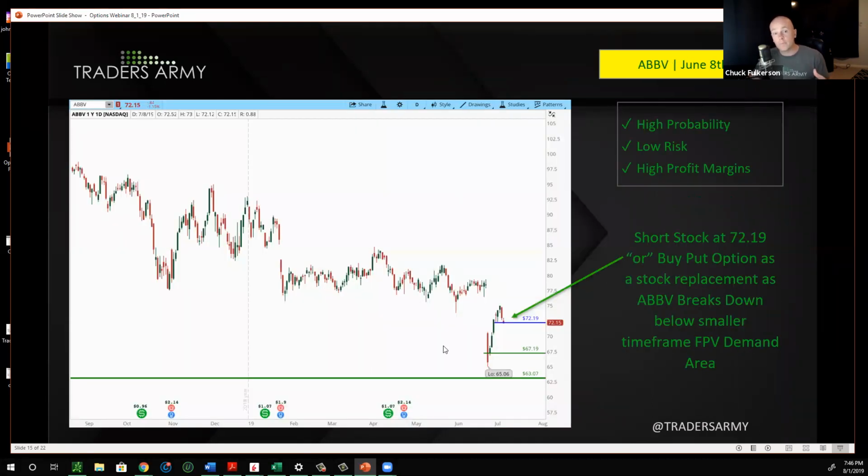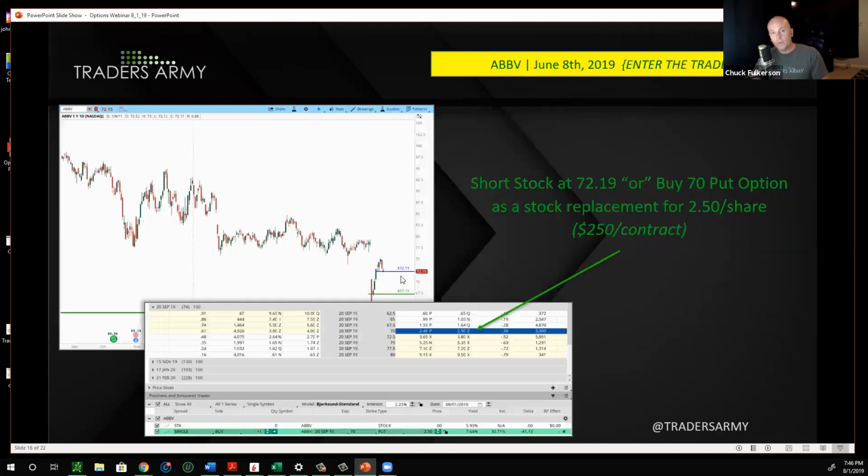Last one on these examples. So real quick, ABBV, short stock. This was a short stock or buy a put option as the stock breaks down below this fair price demand area. So we've got this set up. The stock is $72.19. The 70 put option was $2.50, right? A much lower cost entry, and this was on June the 8th.